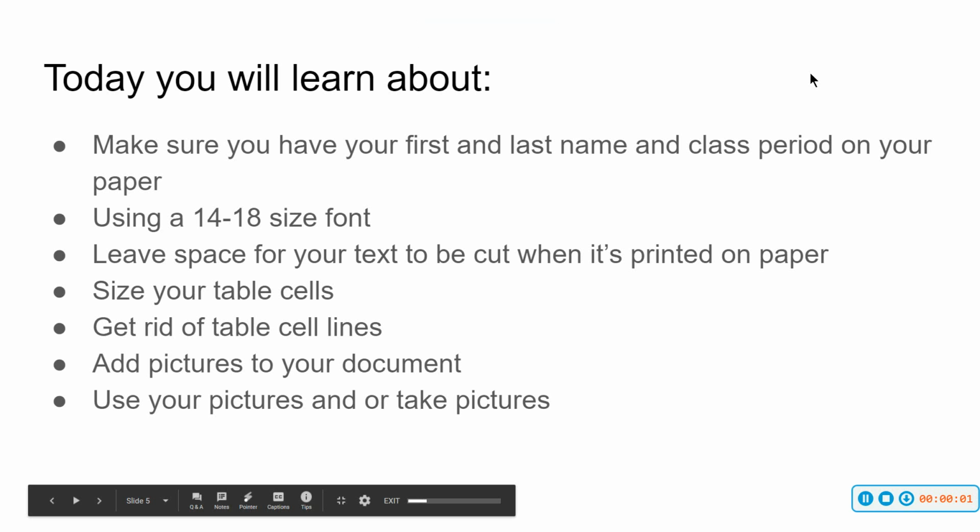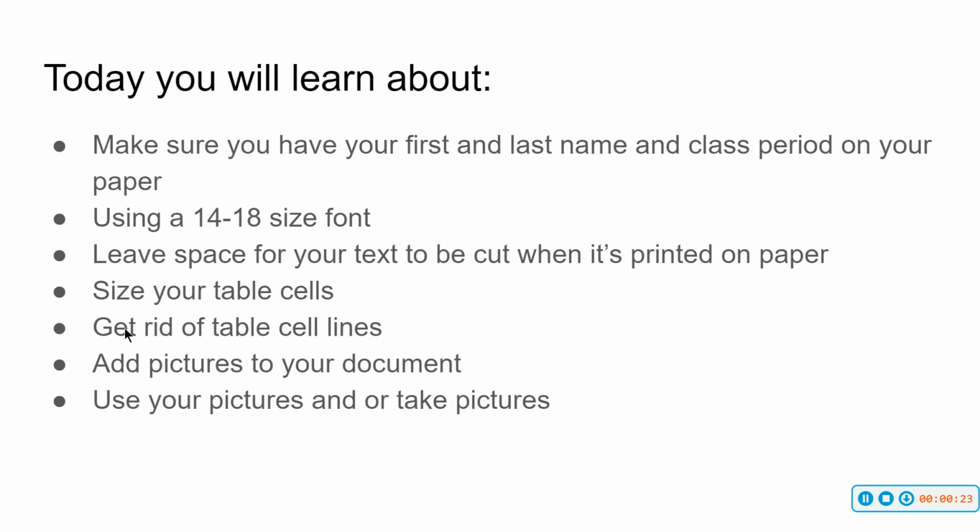Sixth graders, we are continuing our work on the timeline. Today, you're going to learn about making sure you have your first and last name and class period on your paper, using 14 to 18 size font, leaving space for your text to be cut when it's printed on paper, sizing your table cells, getting rid of table cell lines, adding pictures to your document, and using your pictures or taking pictures with your Chromebook.